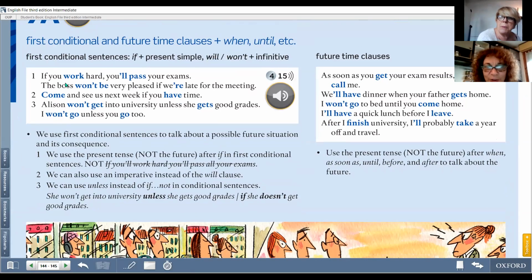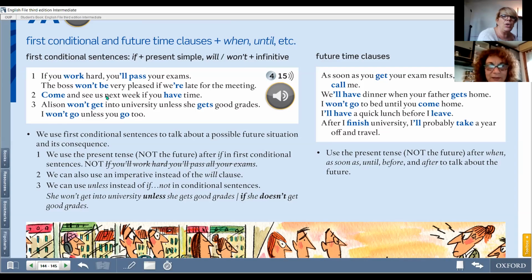You make a bit of confusion between the zero and the first conditional. I realize that everybody does, because you each made one mistake. Olga and Mila the same. Let's revise why you're making this confusion. Number one: if you work hard, you'll pass your exam. It means that now you work hard, in the future you will pass your exam.